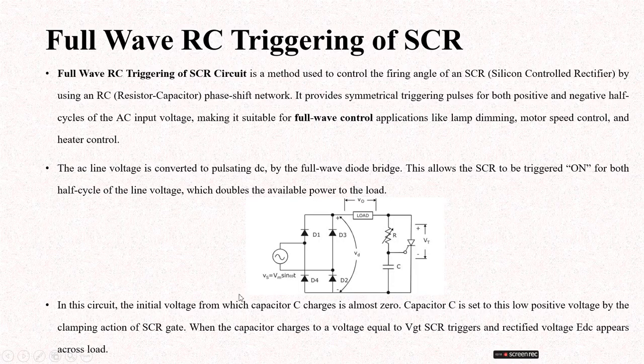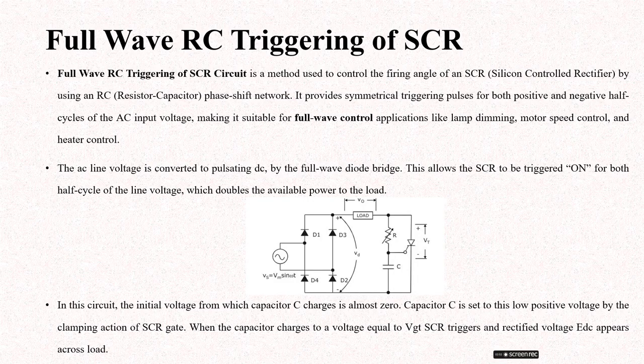In this circuit, the initial voltage from which capacitor C charges is almost zero. The capacitor C is set to this low positive voltage by the clamping action of the SCR gate. When the capacitor charges to a voltage equal to VGT, as I will show in the waveform, the SCR is triggered and the rectified voltage VDS appears across the load. This is the simple operation of this full wave RC rectifier using the SCR circuit.